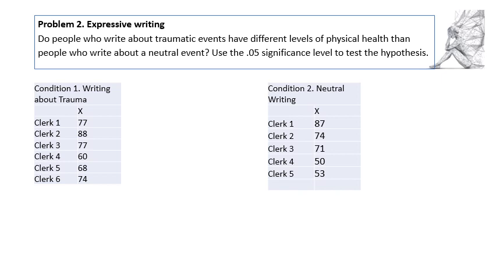Here we have 6 clerks, right? And each clerk has 1 score. We might name this X1, but each clerk only has 1 score. Now we have 5 totally different clerks, and each one of them also has a score, but there's no systematic relationship between these clerks. These are just 2 separate groups of individuals.